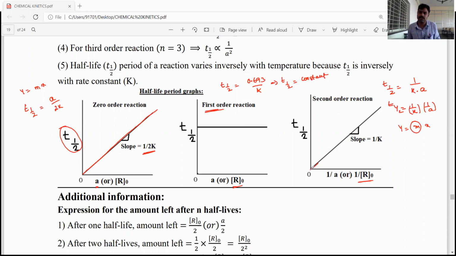Then the graph goes to the origin, then the slope is equal to 1 by k. Like this, the graph indicates the second order reactions.